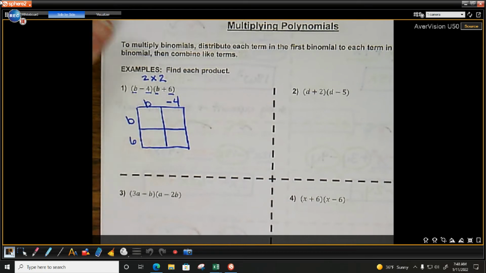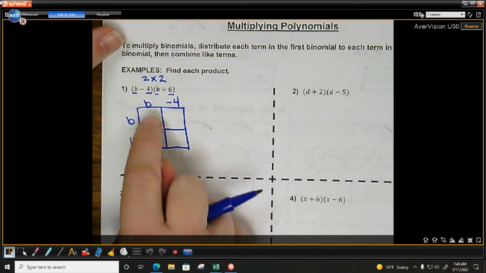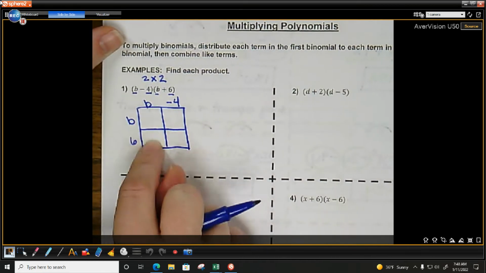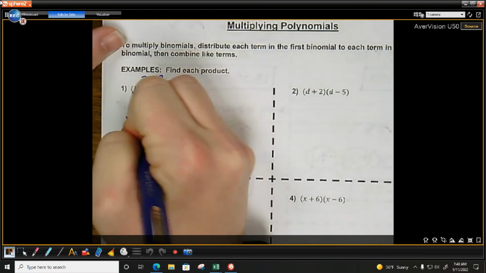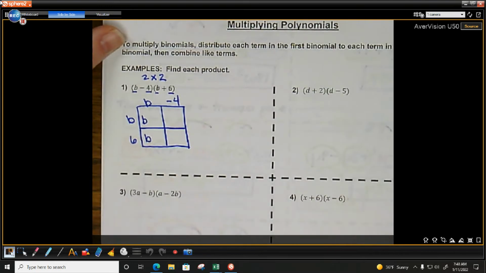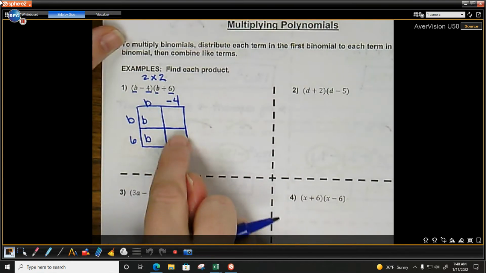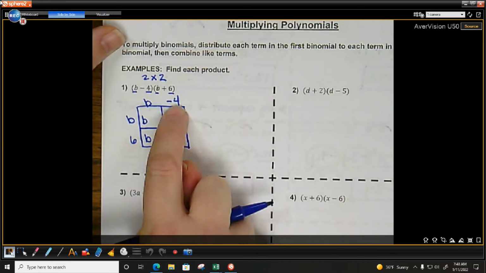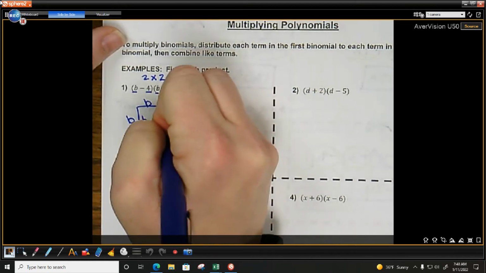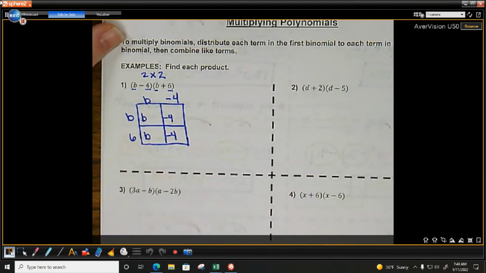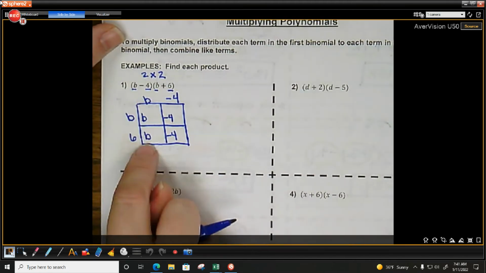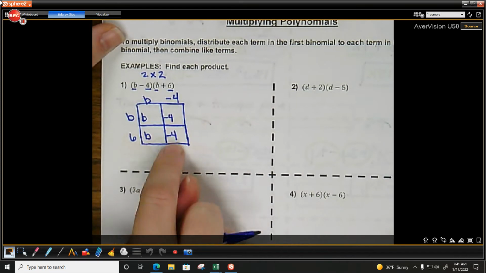Fill in the columns. Both of these boxes are in what column? What's this column labeled? B. So I'm going to put a B and a B. These 2 boxes are in what column? What's the title of this column? So I'm going to put -4 in both of these columns. So I labeled my columns. Both these were in the B column, both of these were in the -4 column.